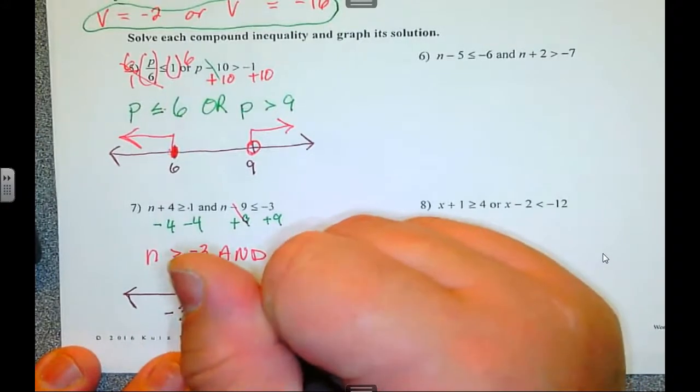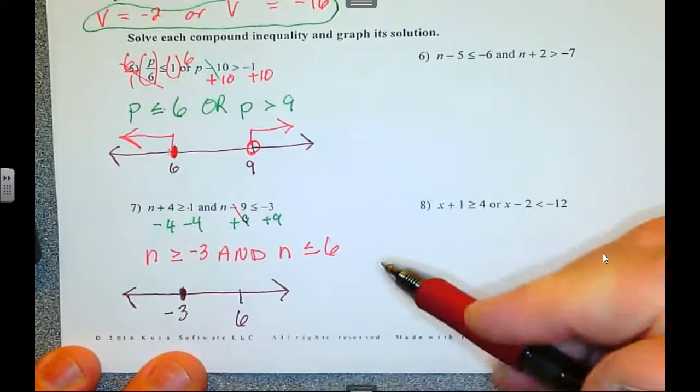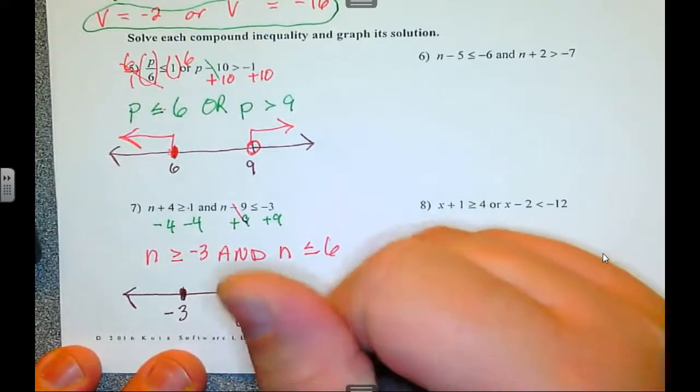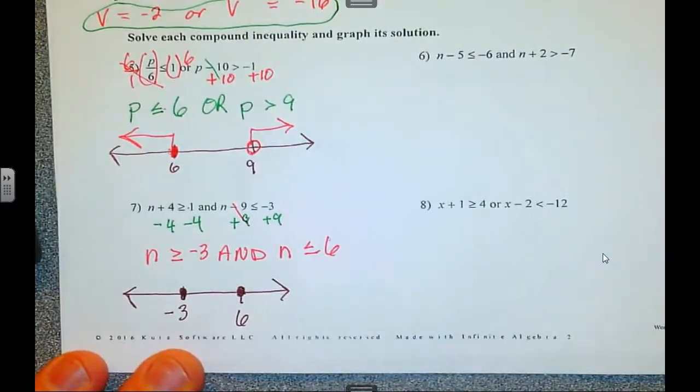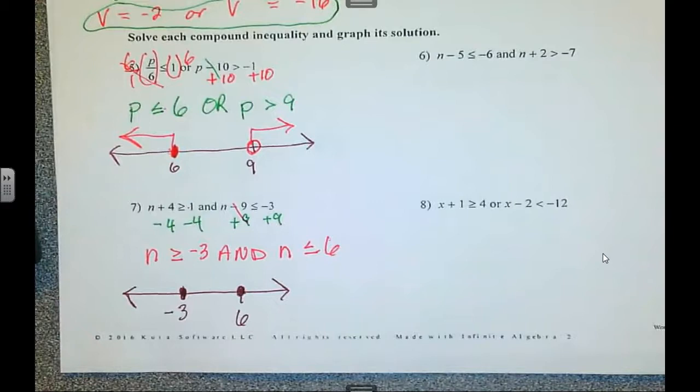Yeah. Okay, closed circle at negative 3. Maybe I should make myself an LLC.